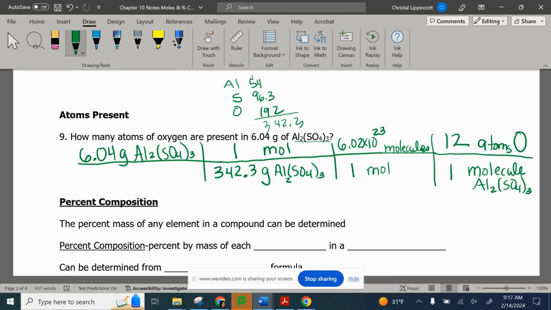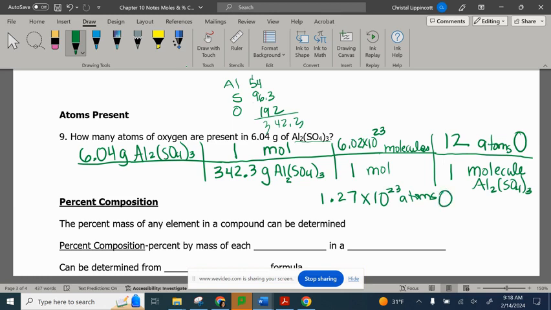Okay, so let's calculate our answers here. So we've got 6.02 times Avogadro's number times 12 divided by our mass, which if you have a fancy calculator, remember you can just toggle up and hit enter and it'll pop that down into your equation so you don't have to retype it all, and hit equals. All right, I ended up with 1.27 times 10 to the 23rd atoms of oxygen.